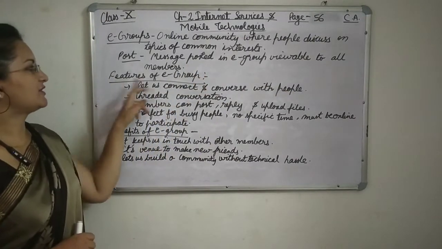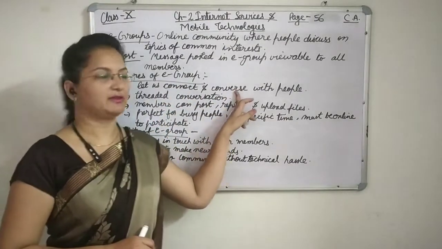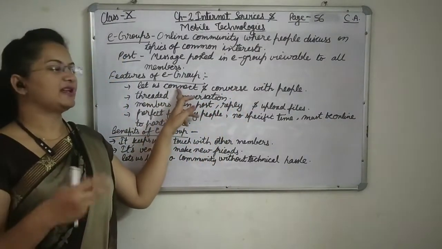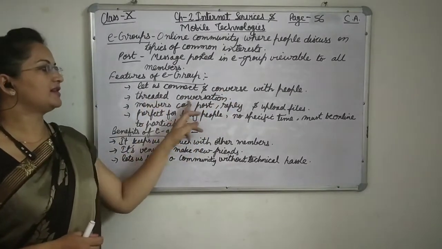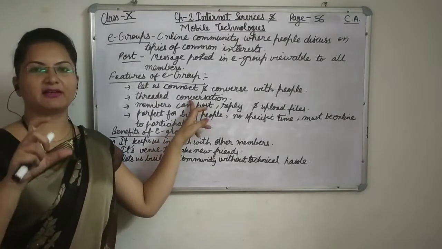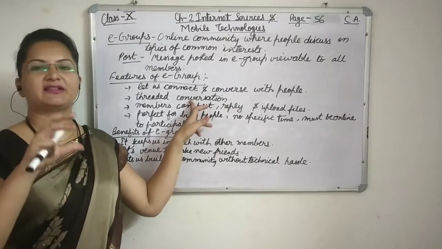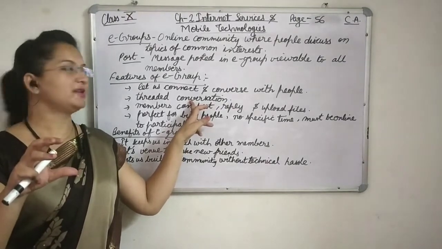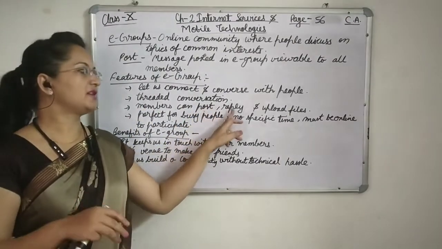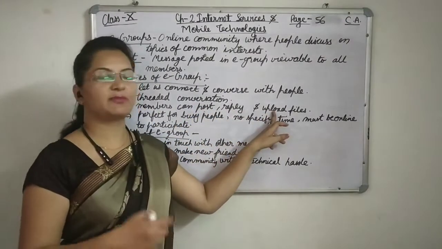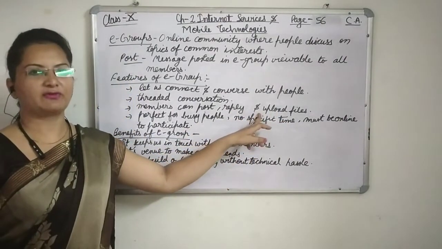Then the features of e-groups are that you can connect as well as converse with people. You can simply connect with different people and have conversations with them. Then threaded conversation is also there, like a single post you are making and others are replying to it. That single message is a threaded message or threaded conversation. Then members can post, reply to other posts, and upload files on the e-groups. So Google Groups are there, on which you can upload files also.